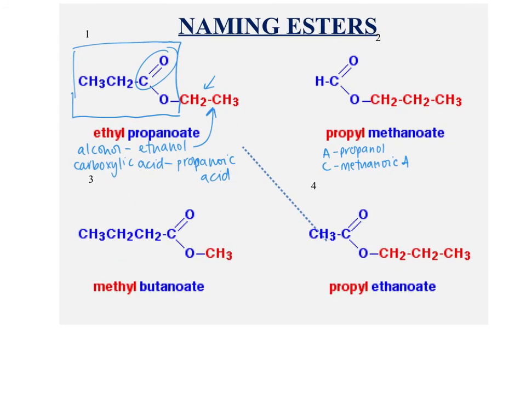For the methyl butanoate, the alcohol is methanol. Again, just in that little chain. And then the carboxylic acid is butanoic acid. And then finally for propyl ethanoate, the alcohol is propanol. And then the carboxylic acid is ethanoic acid. So again, just as a recap, the alcohol gives the first part of the name and is found on the chain attached to the O.